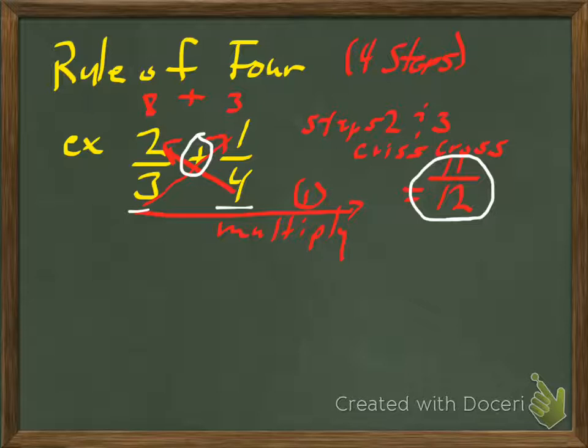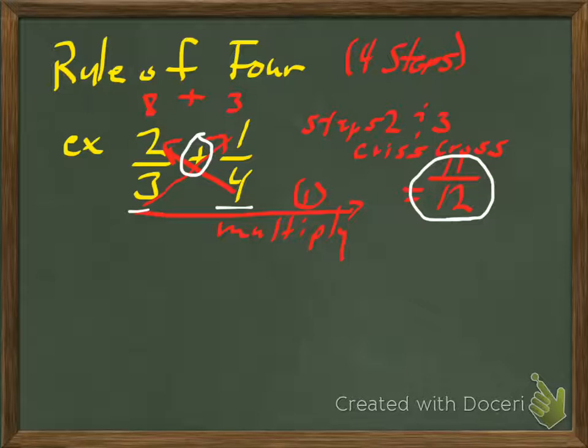So there's the rule of 4. Step 1 is to multiply the bottoms. Step 2 is to do the crisscross. That's actually steps 2 and 3. And then step 4 is you put it together. Now sometimes you have to reduce this final answer. So some people say that step 2 is to do the crisscross, step 3 is to add, step 4 is to reduce. It doesn't matter. It's the same steps.